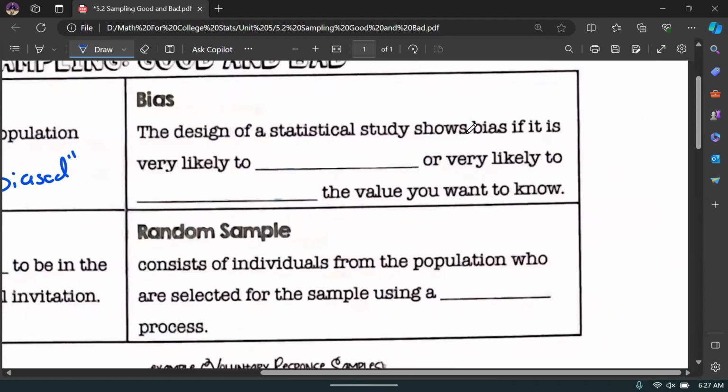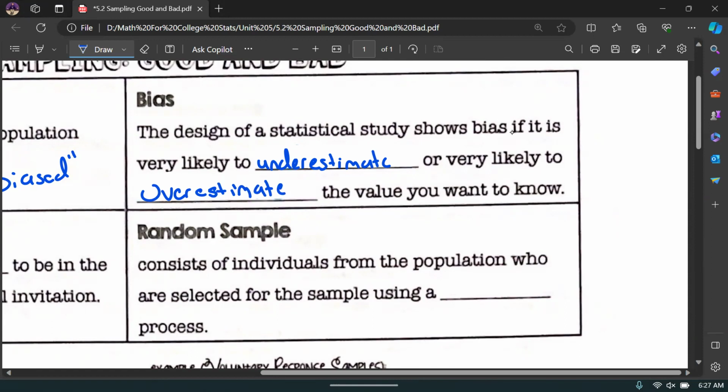Bias. The design of a statistical study shows bias if it is very likely to underestimate or very likely to overestimate the value you want to know. So basically, it's just likely to be wrong, right?